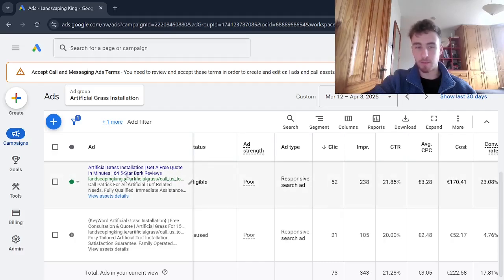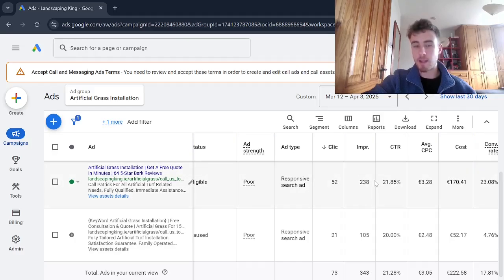So in this ad, for example, we actually have a pinned headline 1 for artificial grass installation because that's what all of the keywords of that ad group are related to. And with that, we almost had a click-through rate of 22% in that month period that we discussed with a high conversion rate as well.